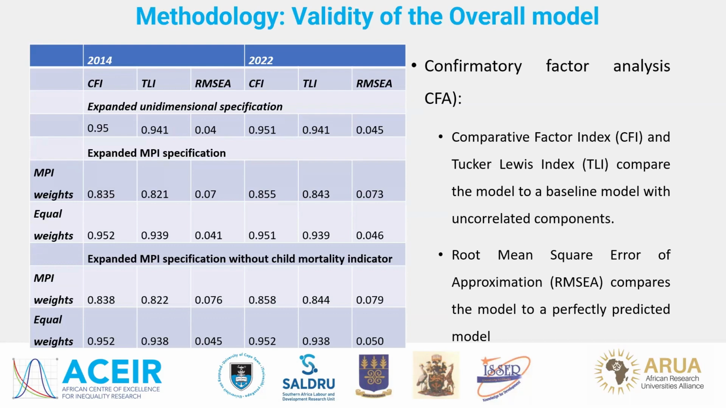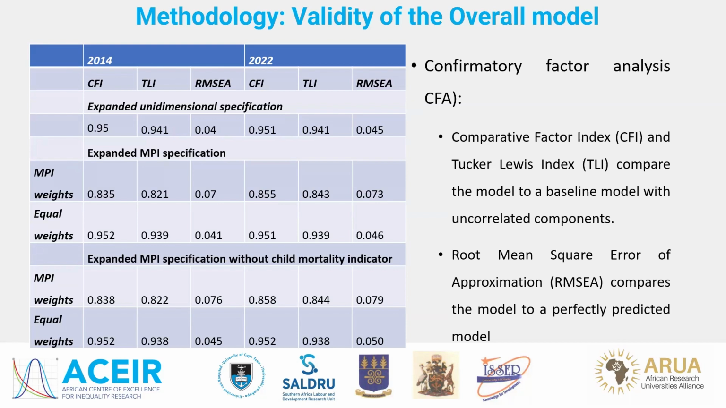When I say MPI weight, I mean equal weighting between dimensions and equal weighting between indicators. Equal weights means we're assuming absolutely no weighting system, so everything is weighted as one, but it is within a multidimensional specification. If we start from the unidimensional specification, it meets the thresholds we require for the three statistics. But since we are using multidimensional models, we want to see whether the multidimensional models are better than that, or whether we should just stick to the unidimensional specification.